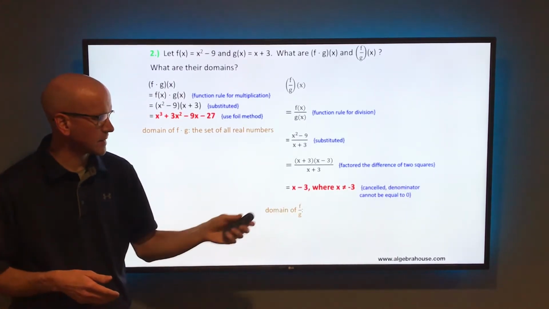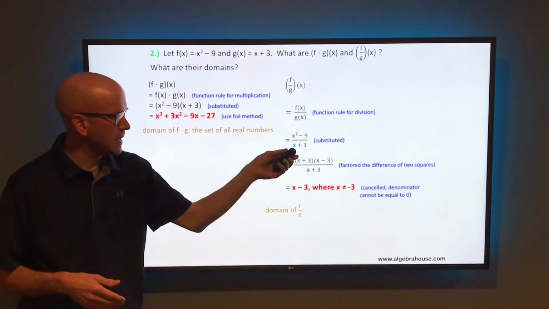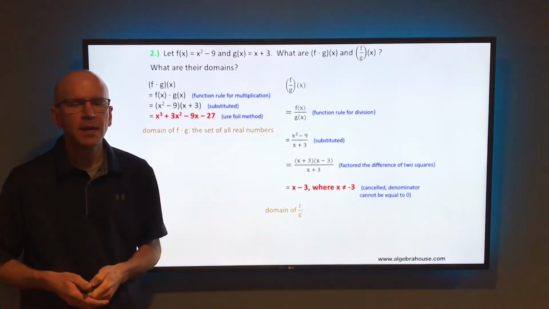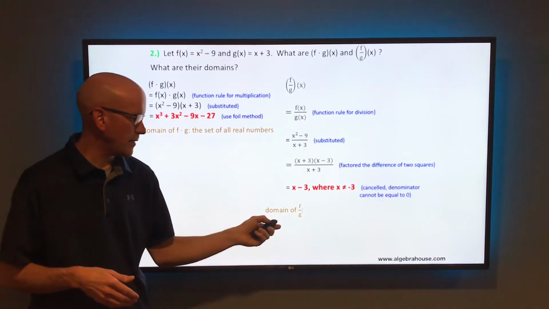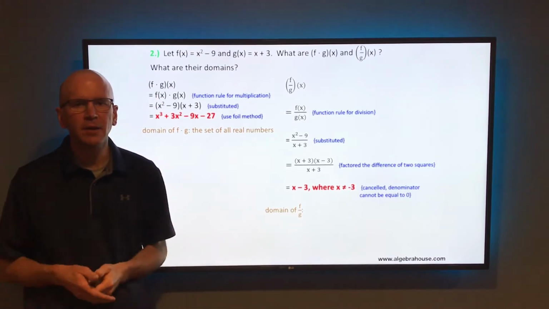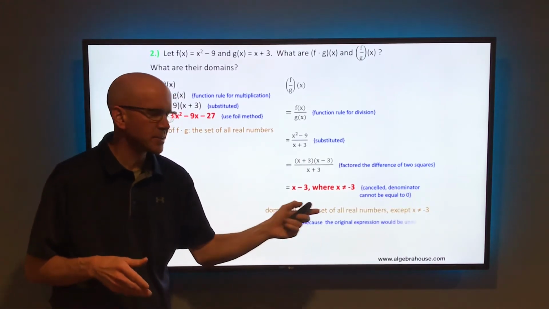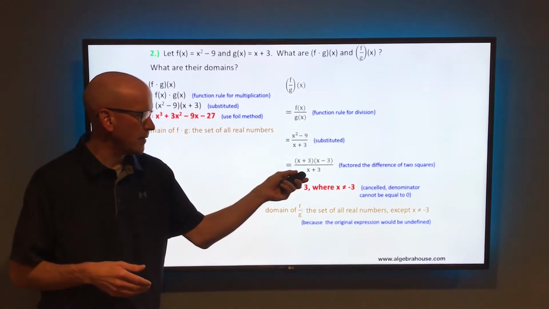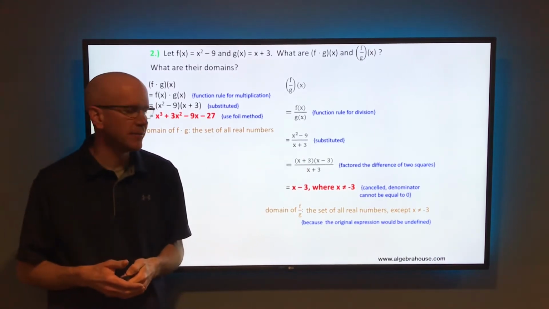Now it says where x is not equal to negative 3. Because if you go back through this, if x was negative 3, the denominator would be 0. And you don't want a denominator of 0 because that is undefined. So the domain of f over g, or the x values of f of x divided by g of x, would be the set of all real numbers except x cannot be equal to negative 3. Because again, if x was negative 3, those denominators would be 0, and that is undefined.